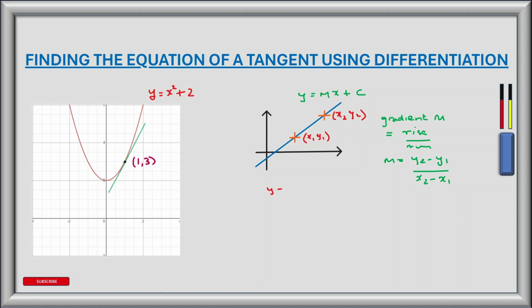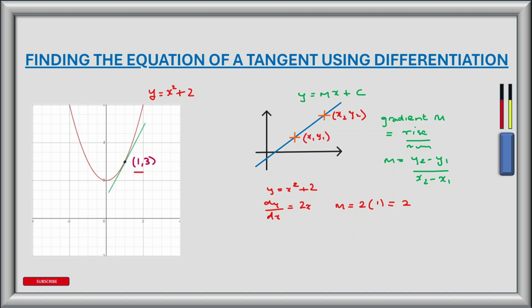So if y is equal to x squared plus 2, the derivative of y with respect to x, dy by dx, is equal to 2x. Now to find the gradient of the line, we plug in the x coordinate that we know. So the gradient m is equal to 2 multiplied by x, and x in this case is the value of 1. So it's 2 multiplied by 1. The gradient is 2.